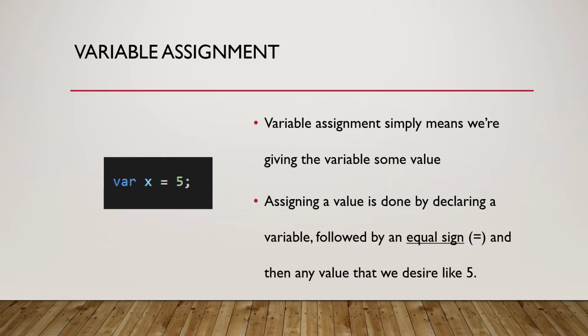Now let's talk about variable assignment. This is the process of assigning a value to a variable. This is simple. We declare a variable, followed by an equal sign, and then a value that we want to assign this variable. So notice on the left we have var x, which is variable declaration, followed by an equal sign, and in our case we have 5. So now variable x holds a value of 5.